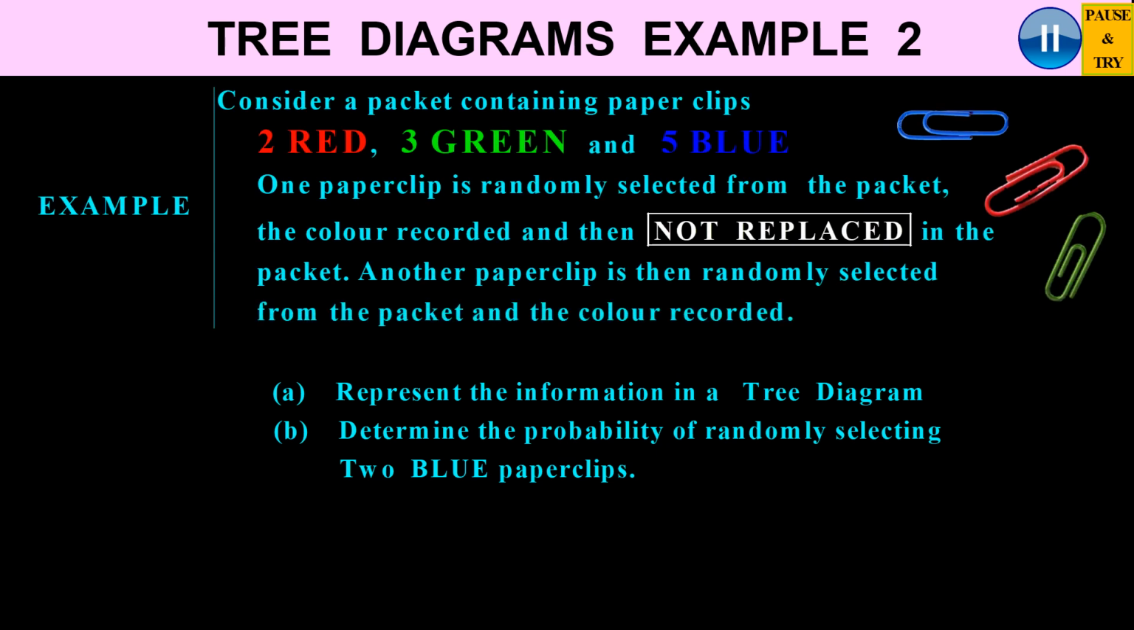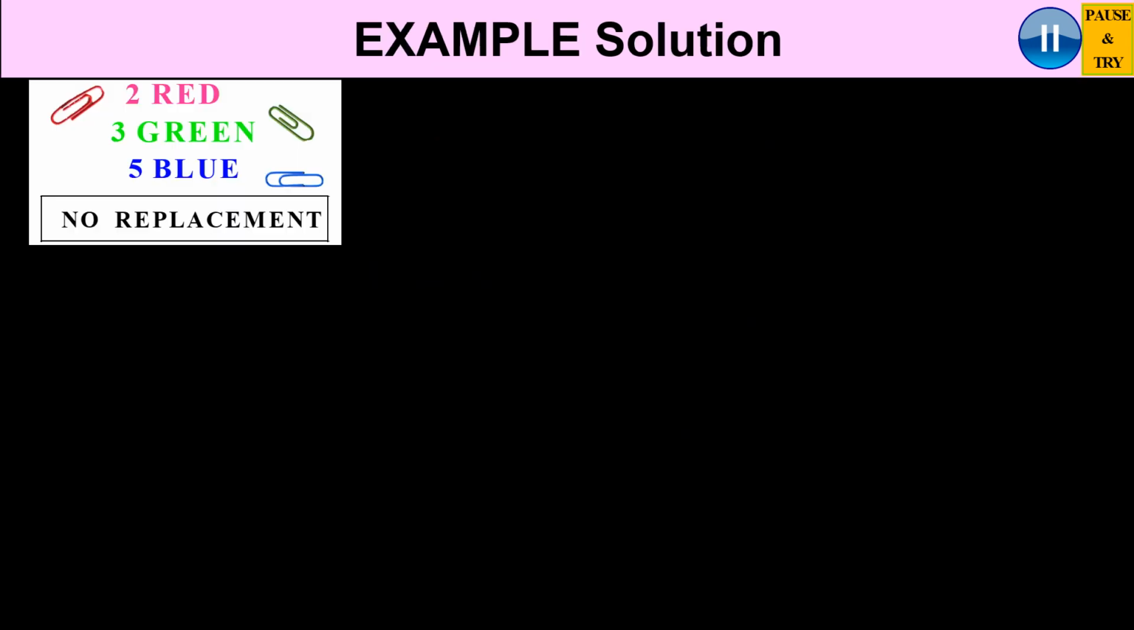Okay? You can see we still have our 2 red and 3 green and 5 blue paper clips, but now we say not replaced. You see the previous one we had replaced, so let's see what the tree diagram looks like if we say not replaced. So there we have 2 red, 3 green and 5 blue, and we're noting that it says no replacement. So let's start off there. Then we want to get our tree diagram.